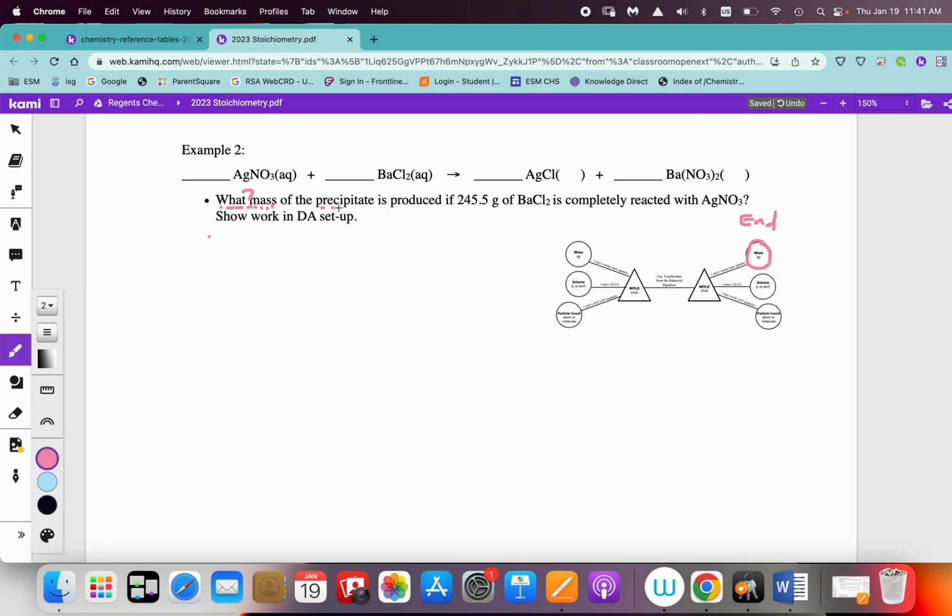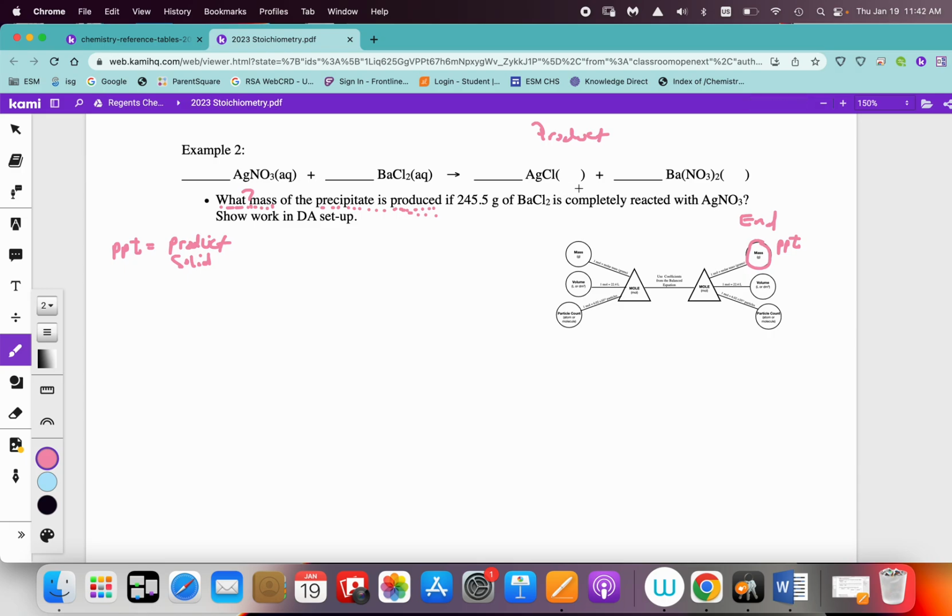This mass belongs to the precipitate, so I'm going to put down PPT. And it says that the precipitate is produced, so the abbreviation precipitate means that it's one of the products in the reaction. It is a product because it's produced. Because it's a precipitate, its phase is going to be a solid. Products are over here on the right-hand side, so this is a product.